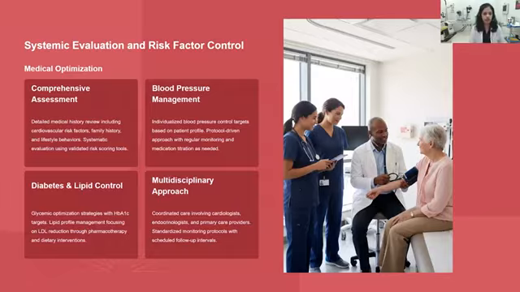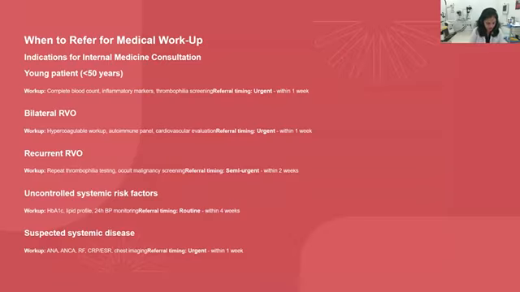So when to refer, this is also a very common question that was asked earlier before the webinar. A young patient less than 50 years, we need to refer immediately within 1 week to do a full workup because these patients are at a high risk of having a systemic condition, even autoimmune diseases, so we need to refer them immediately. Bilateral RVOs also should be referred immediately. Recurrent RVOs within 2 weeks, and uncontrolled systemic risk factors routine within 4 weeks, but of course refer as early as possible. And suspected systemic disease also should be referred as early as possible within 1 week.